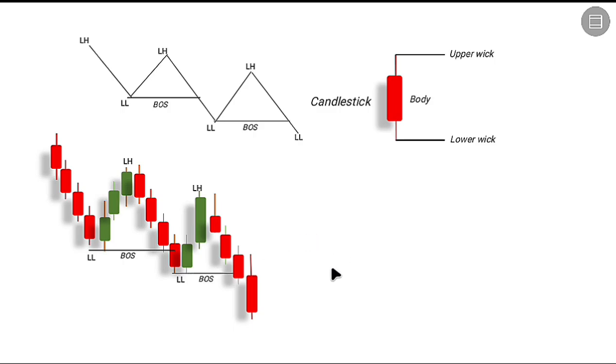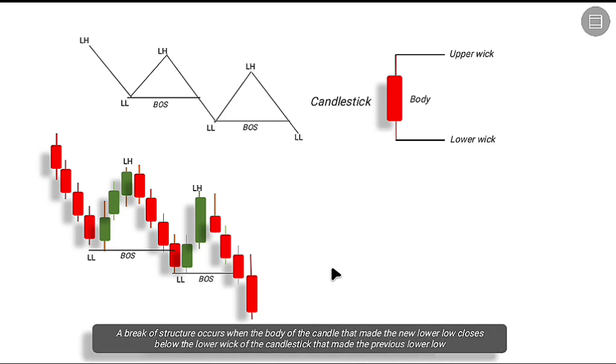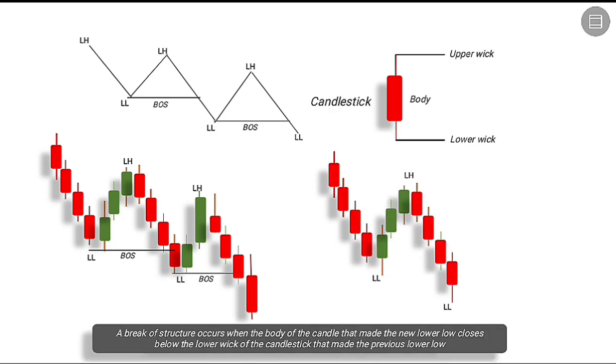So let's take a look at another example, making lower lows and lower highs, lower lows and lower highs, then lower lows. Now let's check this for a confirmed break of structure. So this is the body of the candle that made the new lower low. This is the lower wick of the candle that made the previous lower low. Let's check it for a break of structure. A break of structure is confirmed because the body closed below the lower wick of this candle.